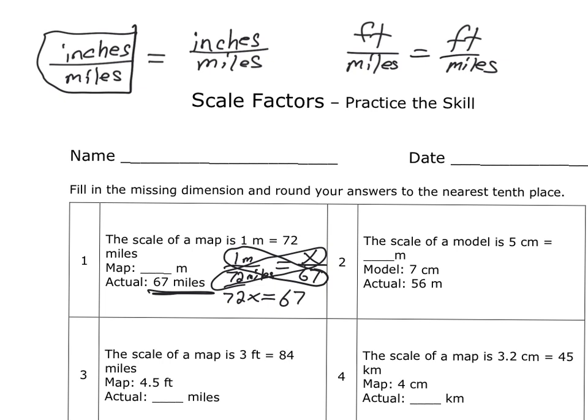And then from there, because it's a typical equation, all we do is divide. So I'll get my calculator out, and I'm going to divide both sides by 72. And I get X is equal to 0.93 meters, rounding.